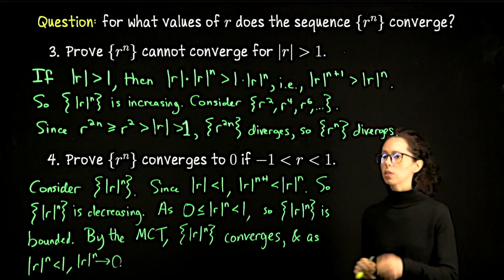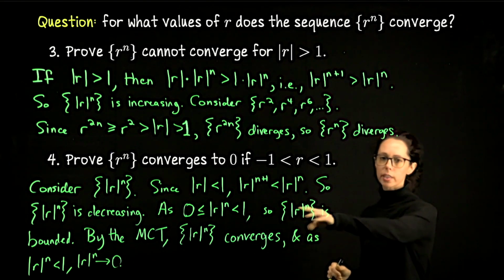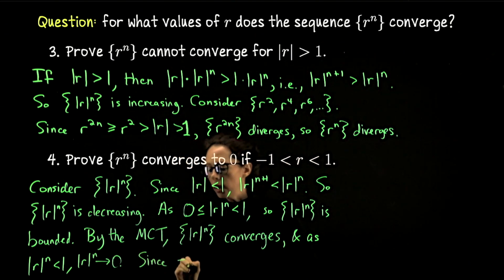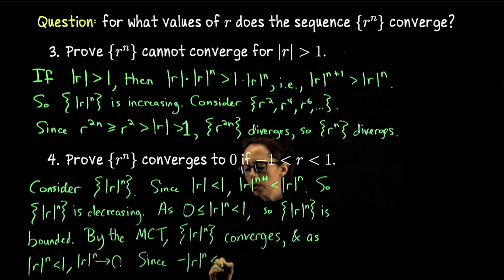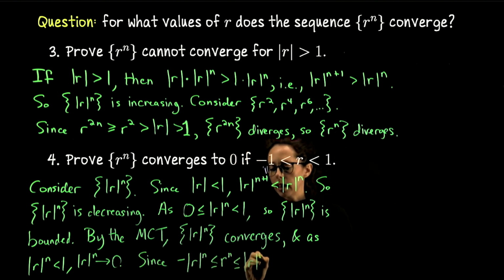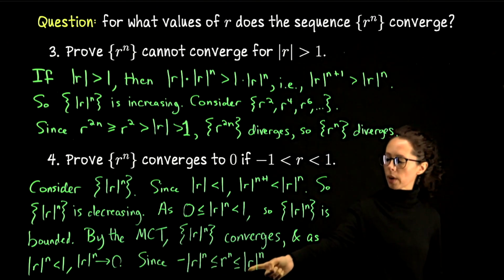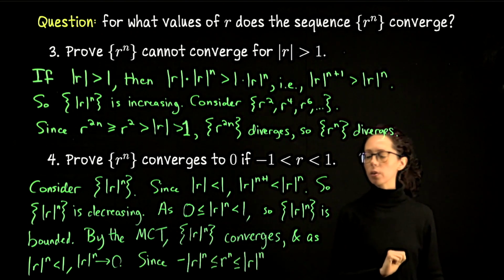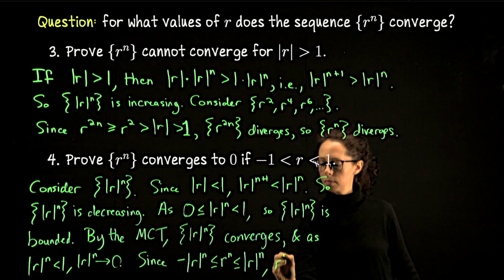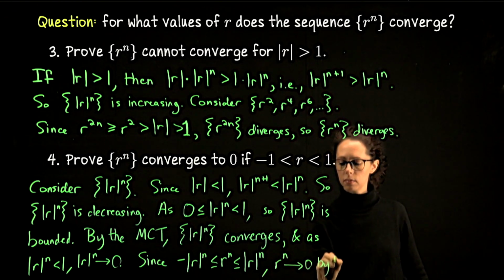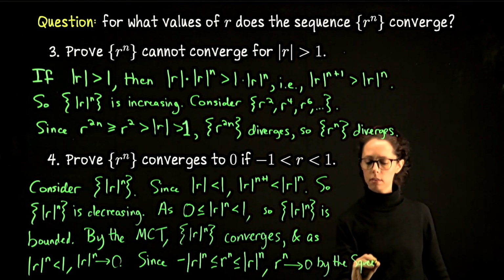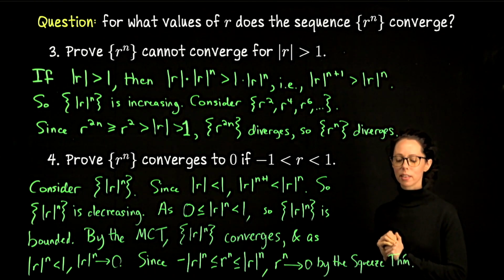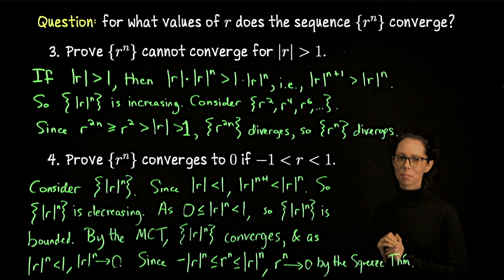Okay, now I'm going to knock out r to the n using the absolute value of r to the n and the squeeze theorem. Since -1 times the absolute value of r to the n is less than or equal to r to the n, which is less than or equal to the absolute value of r to the n, we just showed that the right side goes to 0. The left side also has to go to -1 times 0, so 0. The middle goes to 0 by the squeeze theorem. Okay, so let me give you a chance to think about that, and then I will summarize this result.